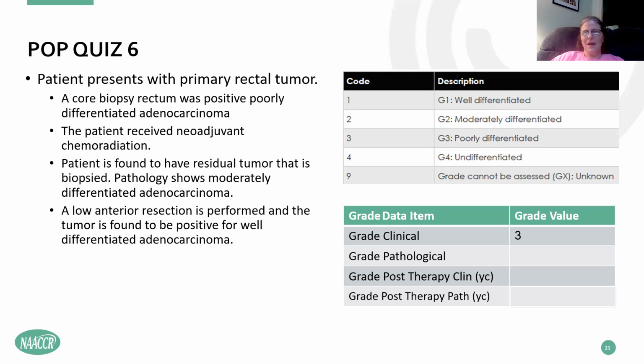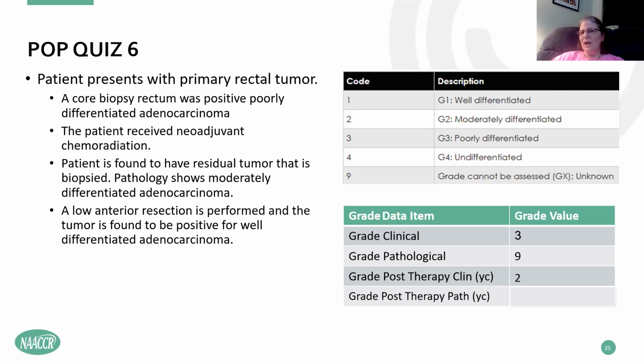So here's another schema that goes based on nuclear grading. Our grade pathological is going to be 9 because we had no surgical resection prior to chemo or radiation. In other words, neoadjuvant therapy was done, so pathological grade is 9. Then this patient, after the neoadjuvant therapy, had a biopsy which showed moderately differentiated adenocarcinoma, which is 2. And then the resection was done, which was positive for well-differentiated adenocarcinoma.